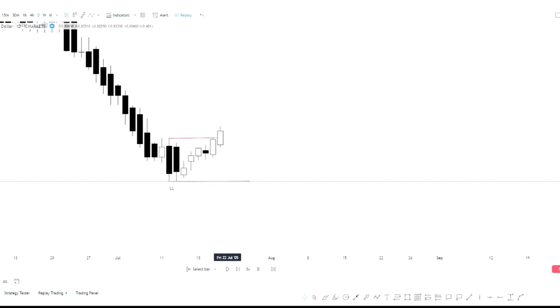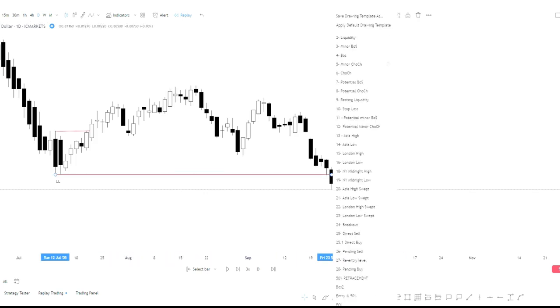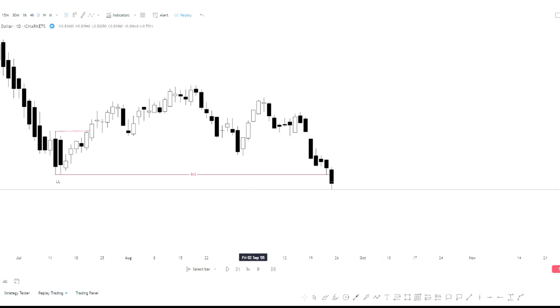What if I have extended wicks here? They will be included in the level that needs to be broken with a candle body. This is an example we are going to see along the way when we are marking our market. Now if I extend this line here, I have a new break of structure. Why do I have a new break of structure? Because this candle closed with its body lower than the lower low price, or lower low level, here.